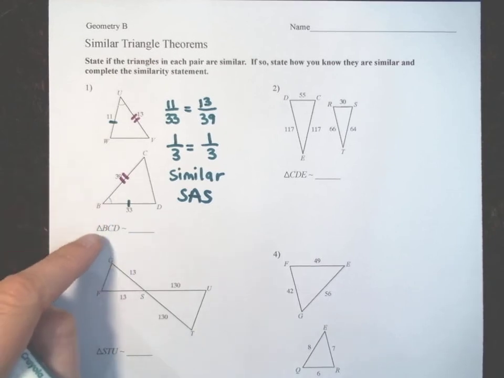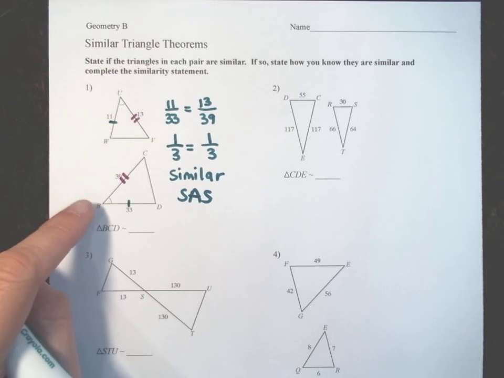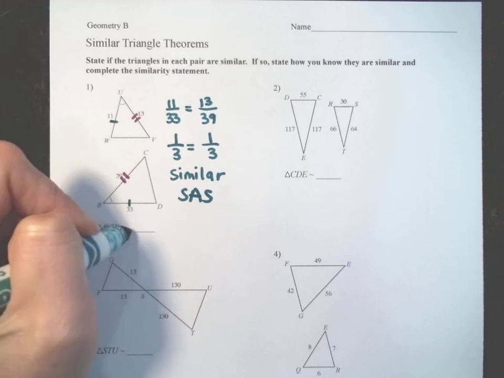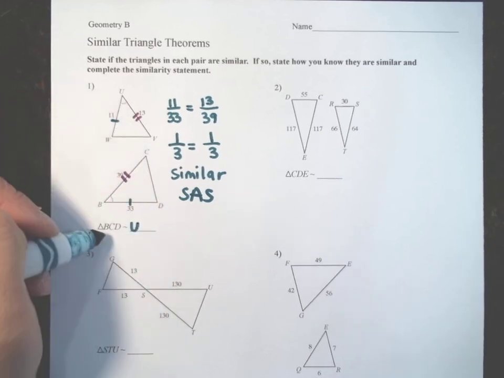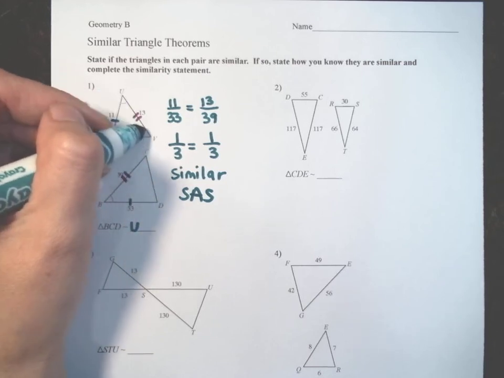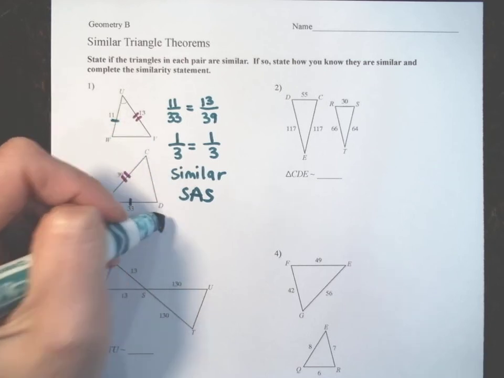So triangle BCD is similar to triangle, and you want to write it in the same order. So it's starting where the angle is, so B, so the corresponding angle B is U, and then it goes C, then it goes the longest side. So that's this corresponding side, so then it would be V, and then W.